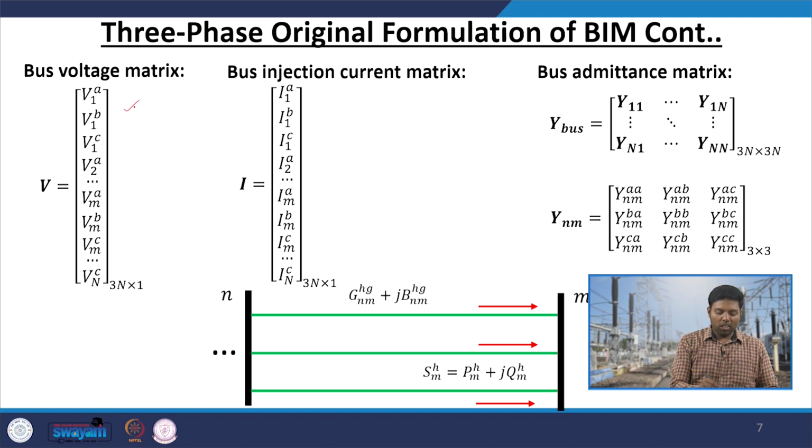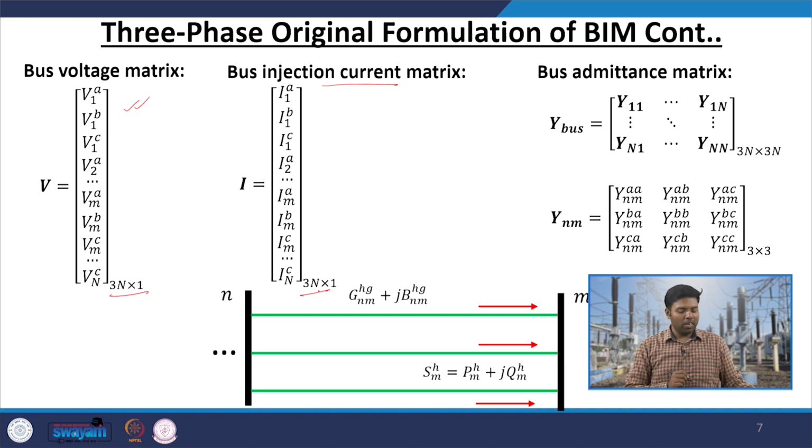So, this is your bus voltage matrix. Obviously, you have n number of buses, and each bus will have three phases. So, the total number of elements in the bus voltage matrix will be 3n cross 1. Similarly, your bus current injection matrix will have 3n cross 1 elements. Each phase will have a current injection. Your bus admittance matrix will be 3n cross 3n. You have a total of n cross n buses, and each bus will have a 3 cross 3 admittance matrix. So, the total admittance matrix size is 3n cross 3n, where each element represents a 3 cross 3 matrix. Okay.